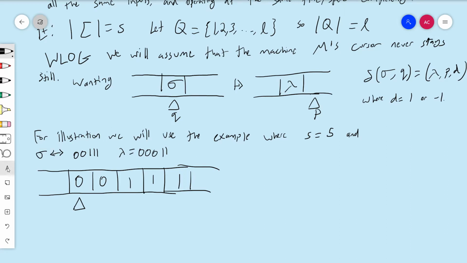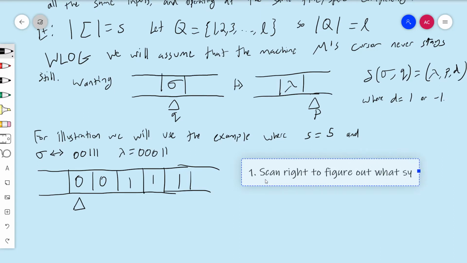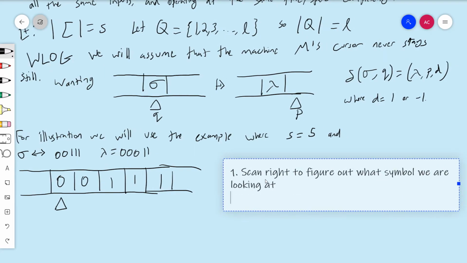And let me type out the plan. The plan, it's a 3-step approach. So step 1 will be scan right to figure out what symbol we're looking at. Step 2, so that's going to be like a read phase. And then we'll have a write phase. Move backward, writing in the symbol we need to replace it with.